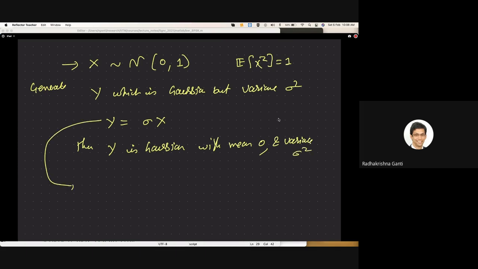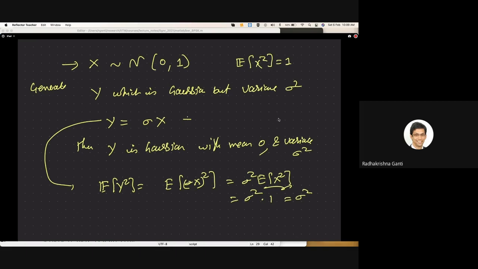Okay, so see that expected value of y square will be equal to expected value of sigma x whole square, which is equal to sigma square into expected value of x square, which is equal to sigma square, because expected value of x square is 1. Okay, so we'll use this property. This is true for Gaussian, you can do this. Okay, the mean won't change. If you want to have a mean, you have to add that mean here. But anyway, let's not worry about that right now.